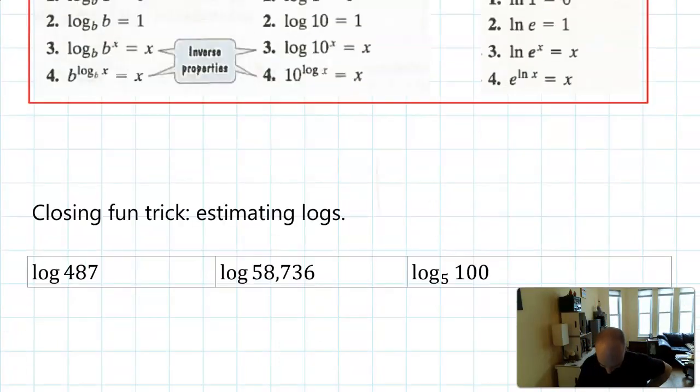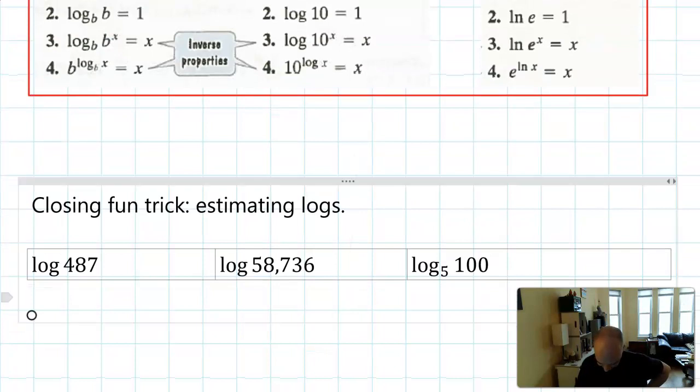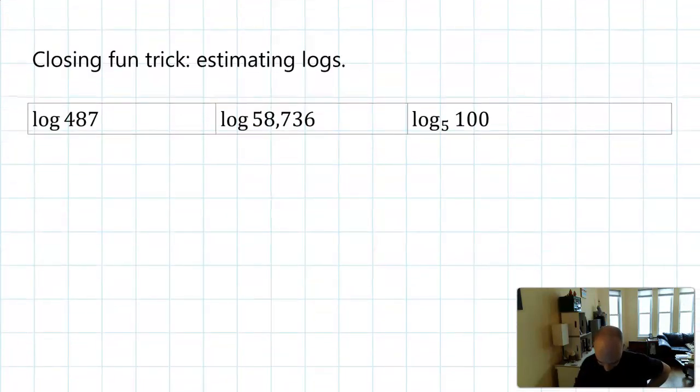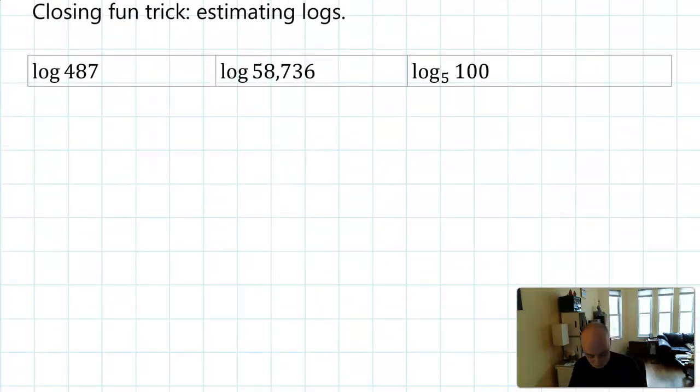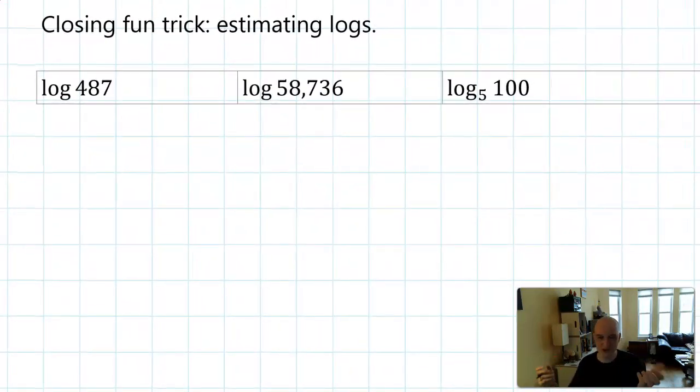All right, to close out our video, I think this is a nice way to close, just with another set of problems. We'll talk about estimating logs. We kind of did a little bit of this before. This is a really nice trick that you can do with log numbers. Log of 487. How do you do this, right? I don't have my calculator with me. Like, what if I needed to know this logarithm?